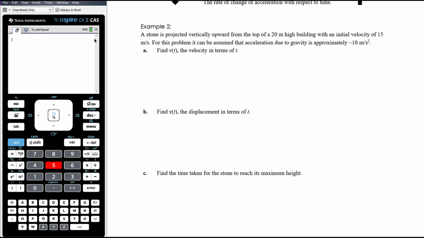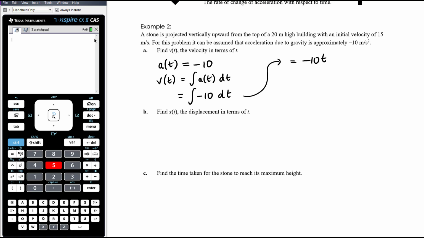So we're given the acceleration. It's constant acceleration. So the acceleration with respect to time is always negative 10. Doesn't matter what the time is, it's always going to be negative 10. So we want the velocity. Velocity is the antiderivative of the acceleration, with respect to t. And so that is the antiderivative of negative 10. When we antidifferentiate a constant value, we get negative 10 times t, and then plus c.